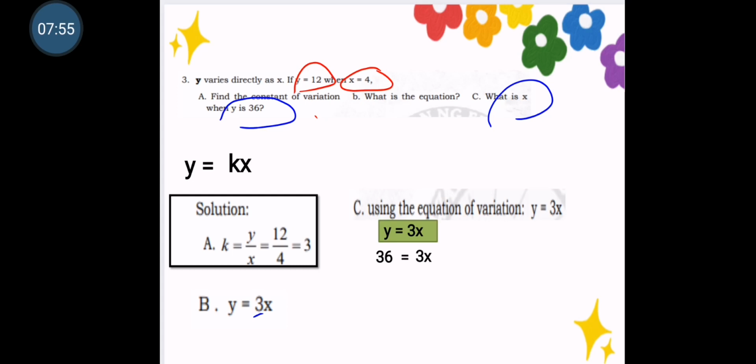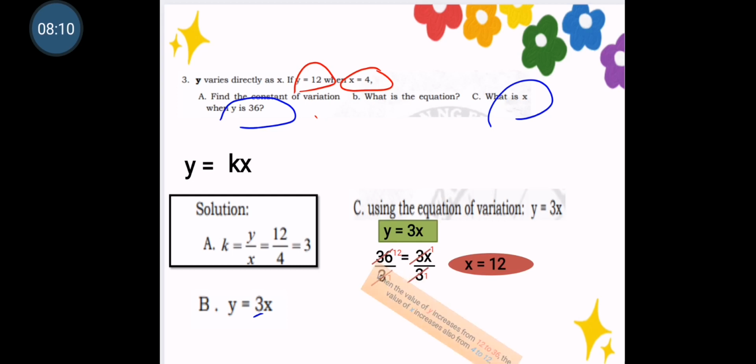So, para makuha ang value ni x, divide natin both sides by 3, and reduce. So, 36 divided by 3, so that is 12. So, therefore, the value of x is 12.